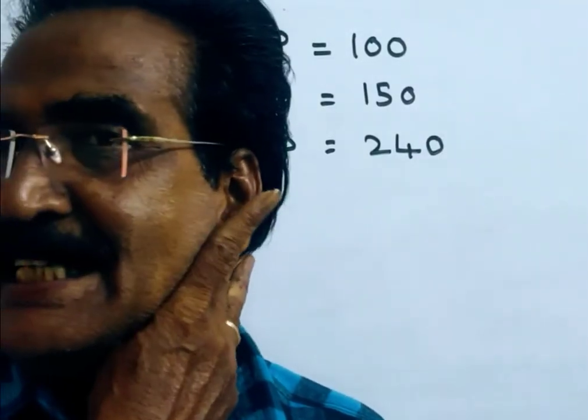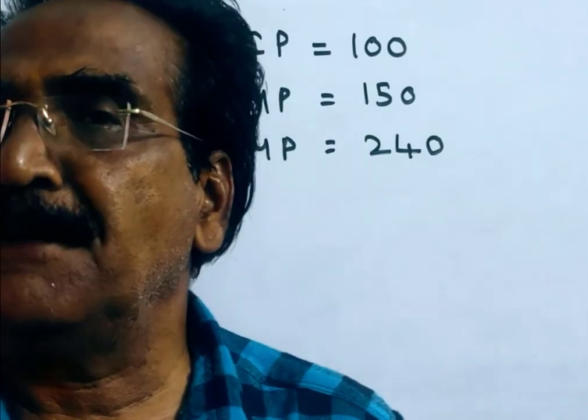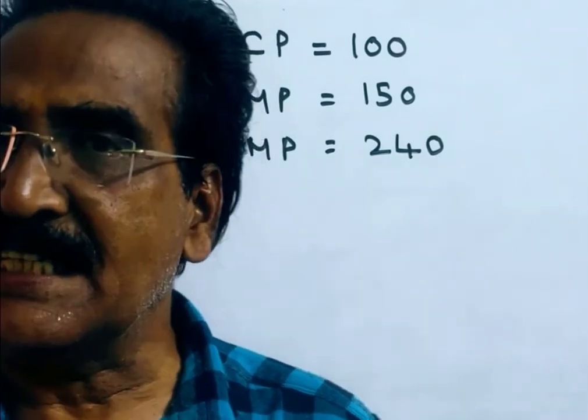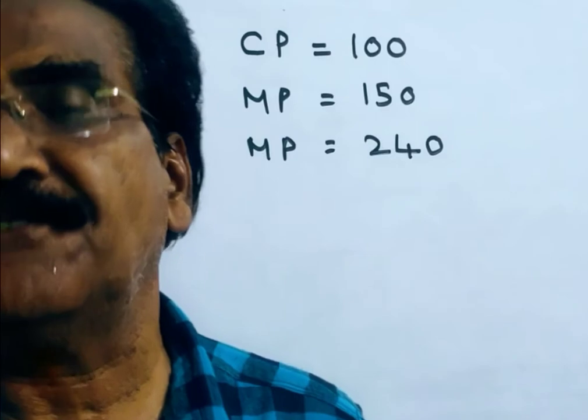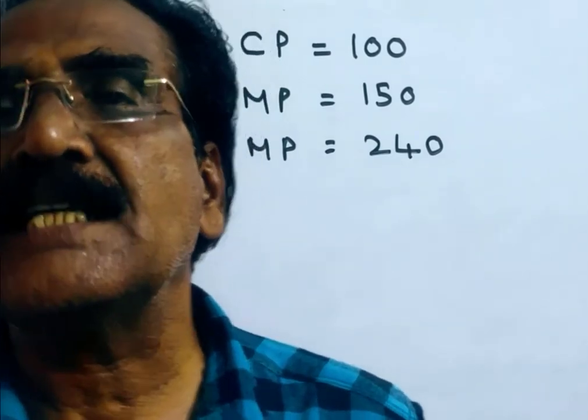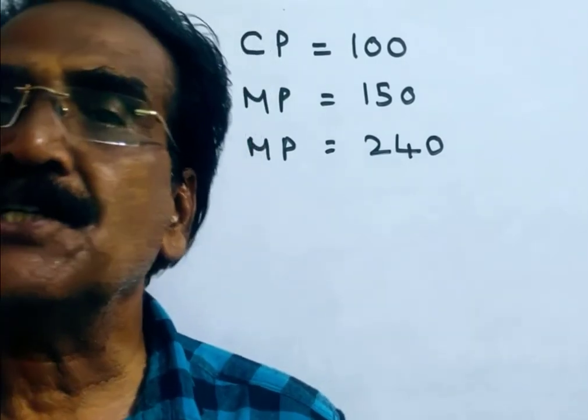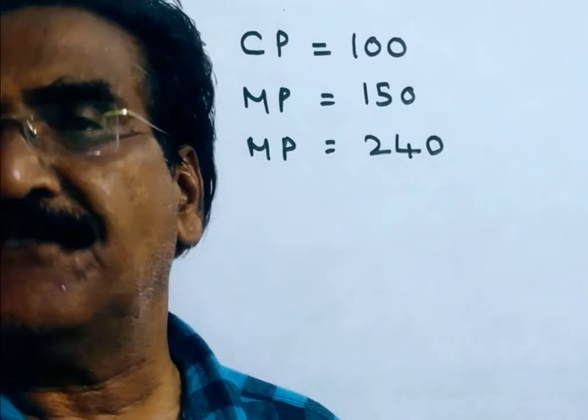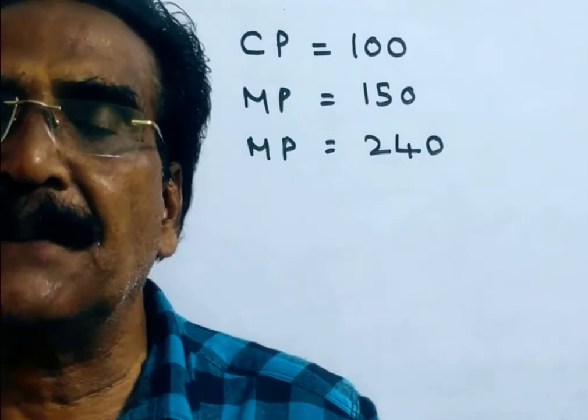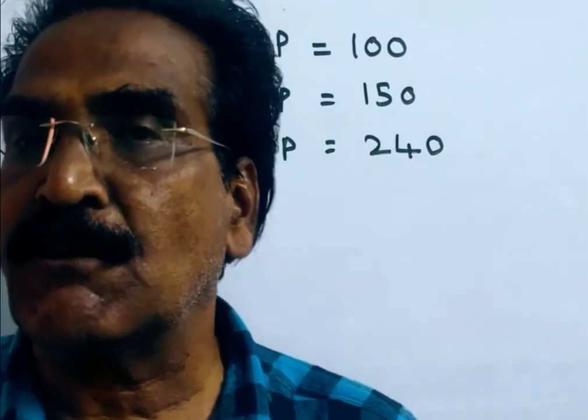And he designed a scheme like this. When a buyer purchases 5 articles, he gives 3 articles free. So for every purchase of 5 articles, he used to give 3 articles free. Then what will be the discount percent?